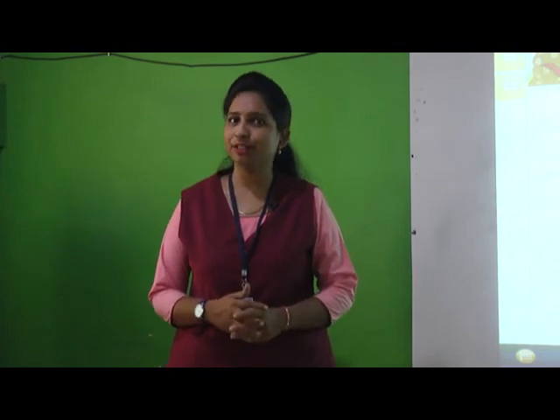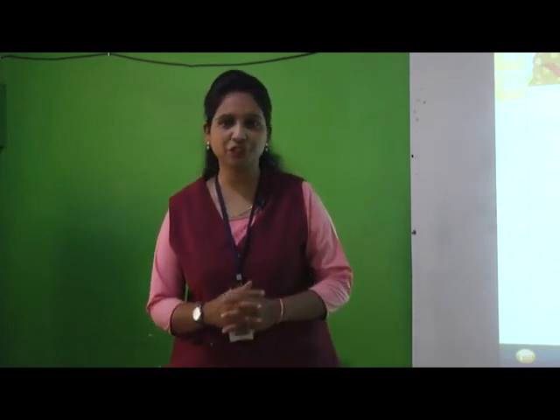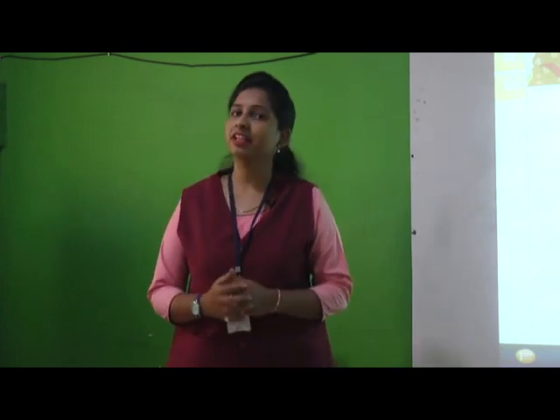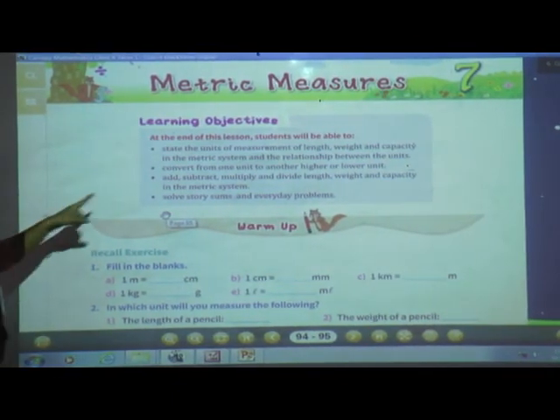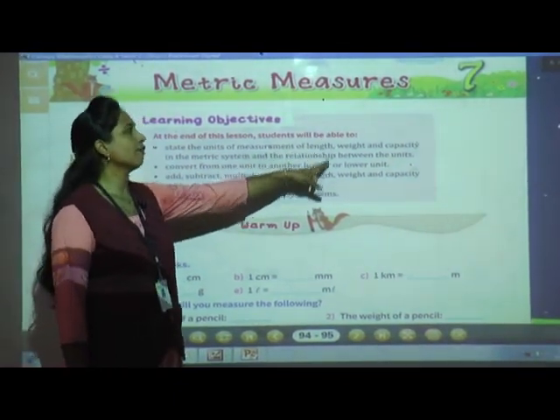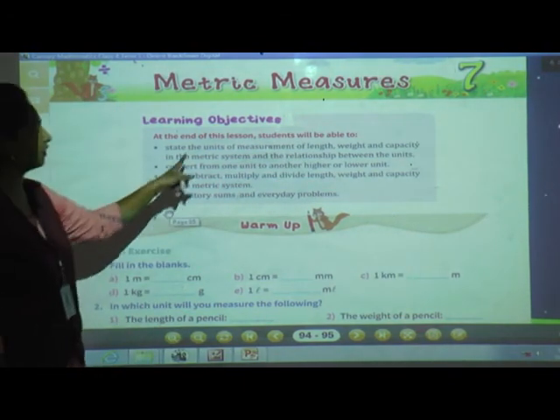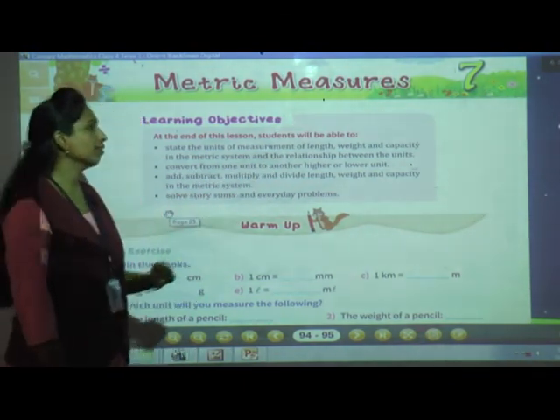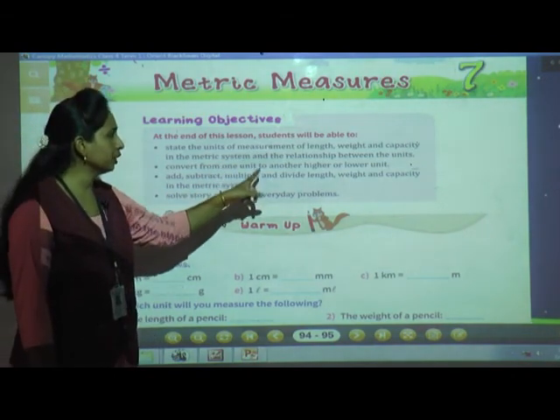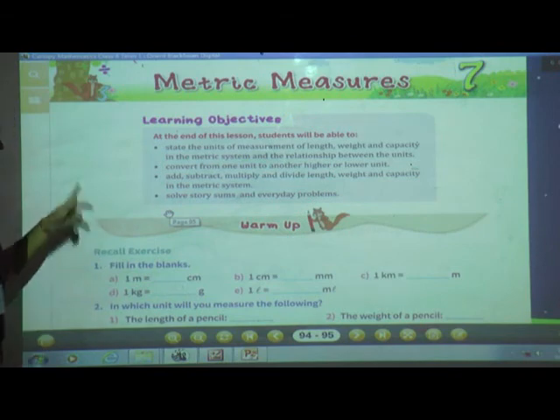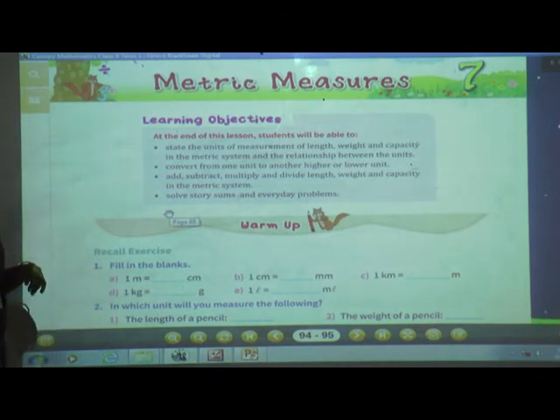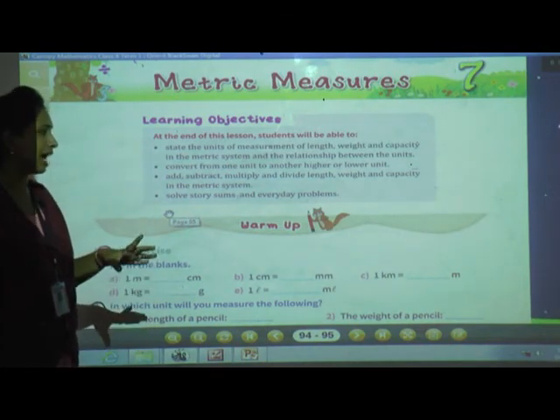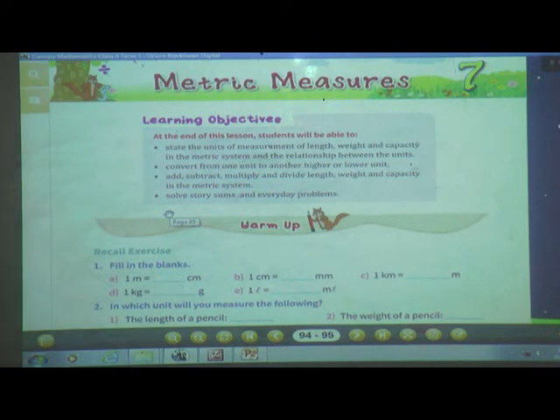So as I told you, today we are going to start our last chapter, that is the 7th one, metric measures. So what are we going to study from this chapter, students? Let's see. State the units of the measurements of length, weight and capacity in the metric system and the relations between the units, and convert from one unit to another higher or lower unit, add, subtract, multiply and divide the length, weight and capacity in the metric system, and solve the story sums and everyday problems. Okay, these many things we are going to study from this chapter.